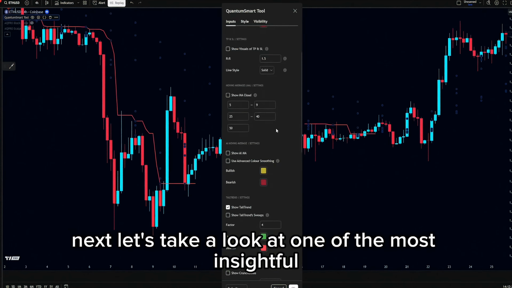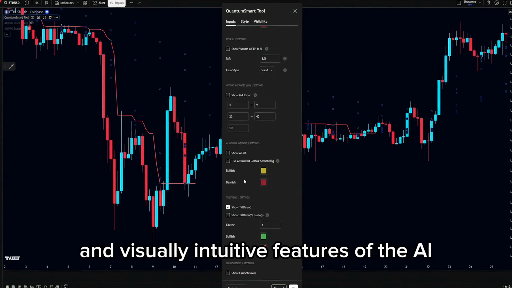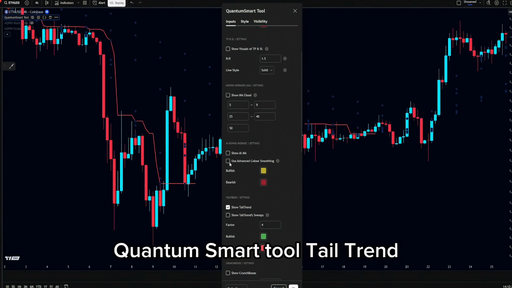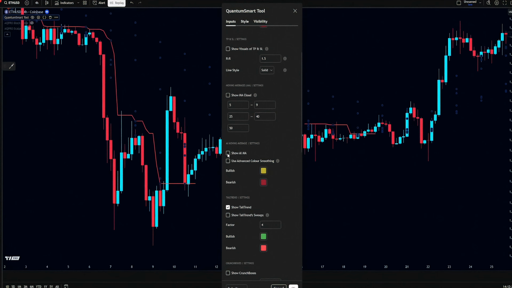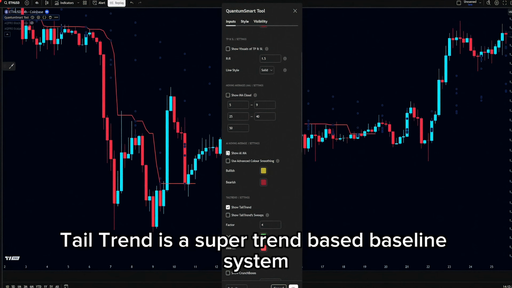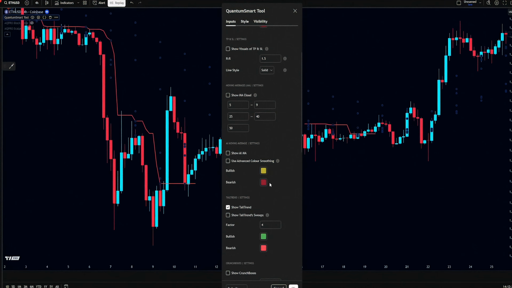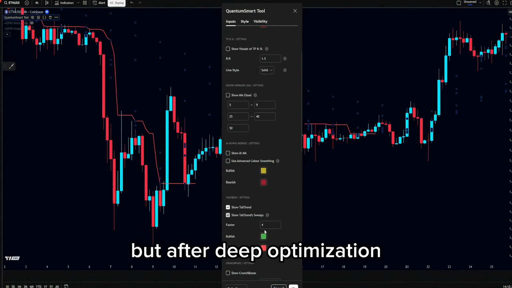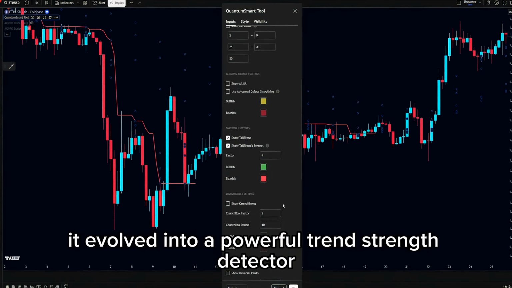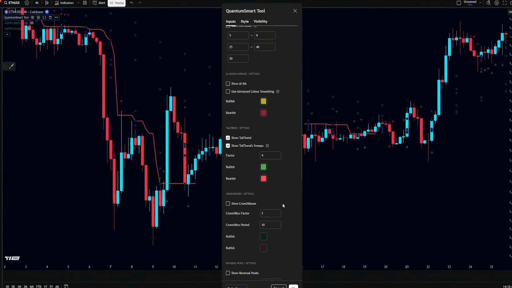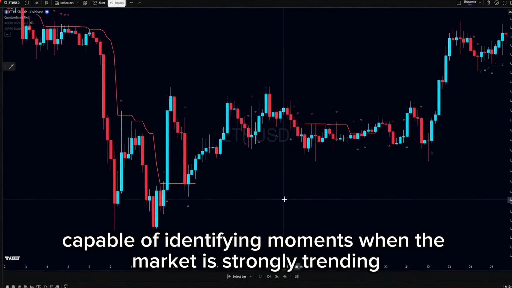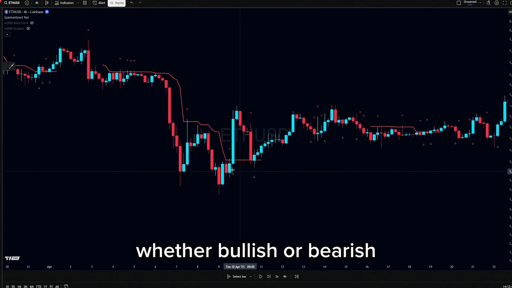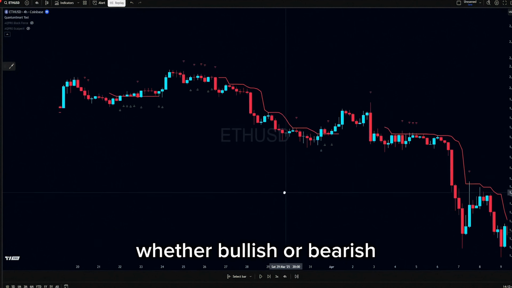Next, let's take a look at one of the most insightful and visually intuitive features of the AI Quantum Smart Tool, Tail Trend. Tail Trend is a super trend-based baseline system, originally designed to show the general trend direction, but after deep optimization, it evolved into a powerful trend strength detector, capable of identifying moments when the market is strongly trending, whether bullish or bearish.